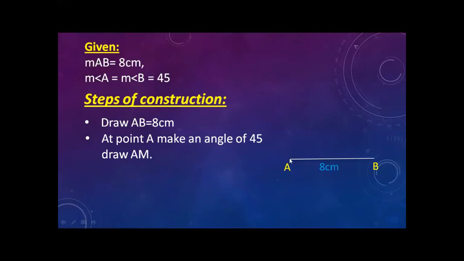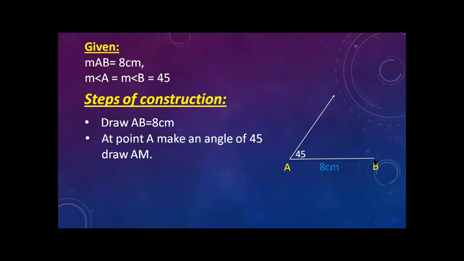Put your protractor on point A. Make a point of 45-degree angle. This is 45-degree angle. As I have already told you in the previous construction, use a larger line. When we make an angle, we use a larger line and we represent it as an arrow. This arrow shows that this is the line of an angle.